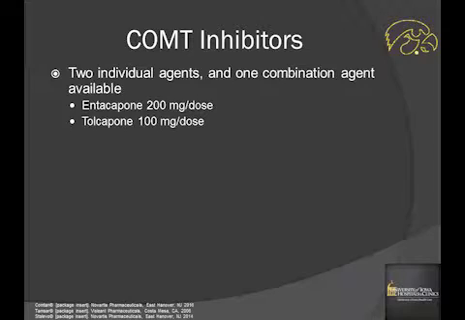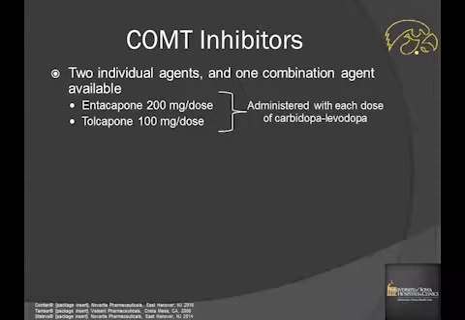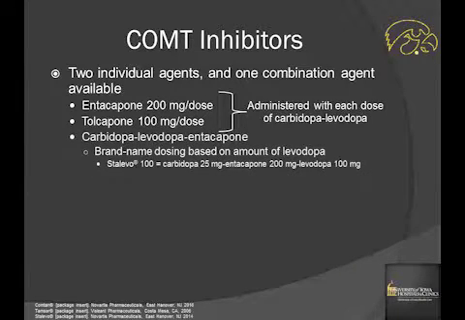And there's 2 available agents and 1 combination agent. So the 2 available individual agents are entacapone and tolcapone. And as I mentioned, these have to be given with each dose of carbidopa-levodopa. So at the minimum, we're talking about probably 3 times per day dosing. And again, I've seen patients who have been taking the carbidopa-levodopa and one of the COMT inhibitors up to 5 times per day. And then there's a very expensive brand name available of a combination of carbidopa-levodopa and entacapone that's called Stalevo. I've never personally seen patients on this, again, because it's generally cost prohibitive.